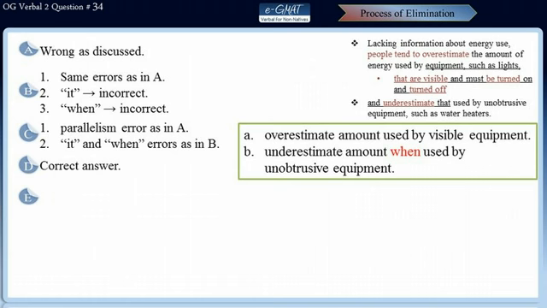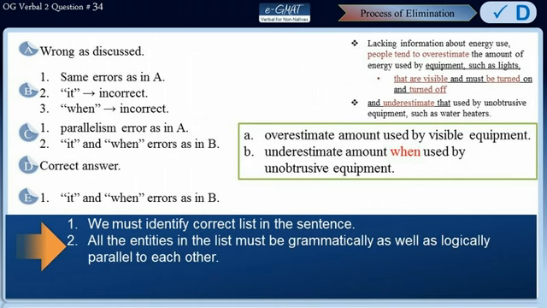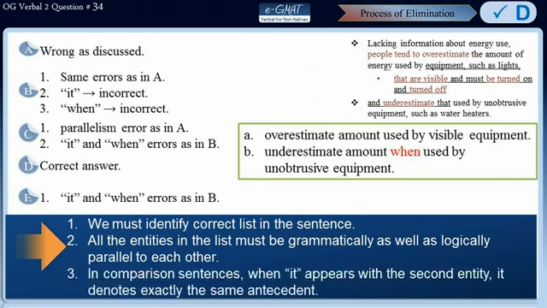This choice repeats the errors of it and when as in choice B, so as we found out, choice D is the correct answer for this sentence. This brings us to the takeaway messages of the sentence. In the questions pertaining to parallelism, we must identify the correct list, and we must make sure that all the entities in that list are grammatically as well as logically parallel. Also, in comparison sentences, when it appears with the second entity, it denotes exactly the same thing as its antecedent.